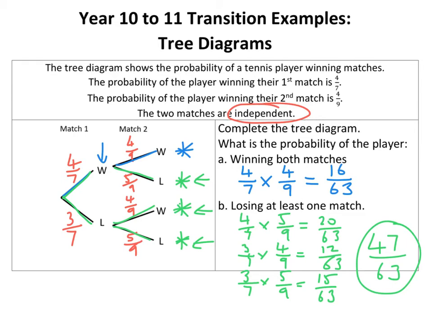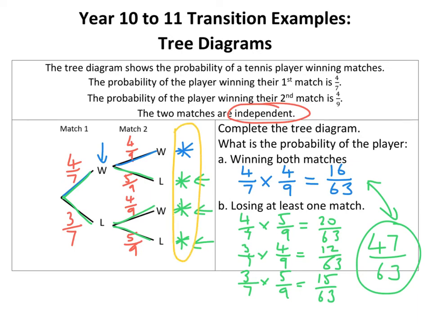Now, actually, I chose those two questions on purpose because what I've got there is all the possible things. These two are all the possible outcomes. Winning both matches or losing at least one match is all the possible outcomes I could have, right? And you'll notice, hopefully, that 16 plus 47 makes 63. 63 63s is 1. So all of these probabilities down here should all add to 1 as well.